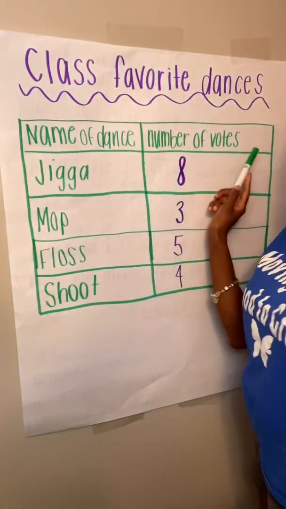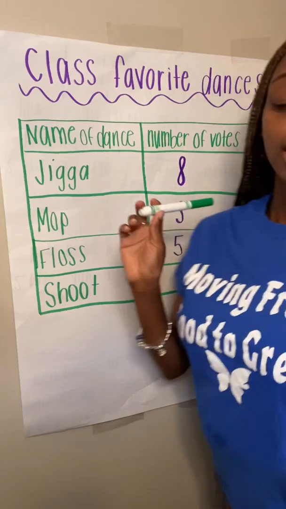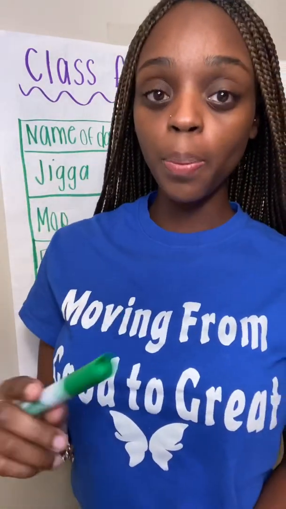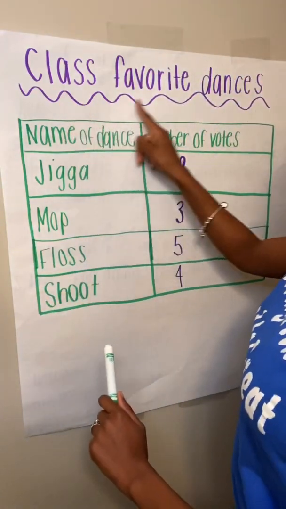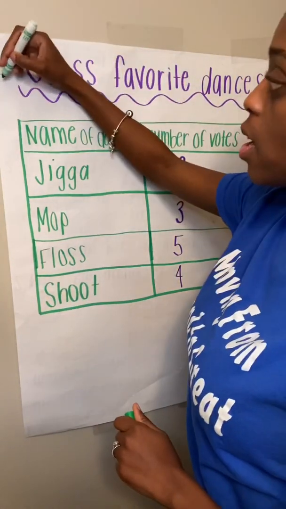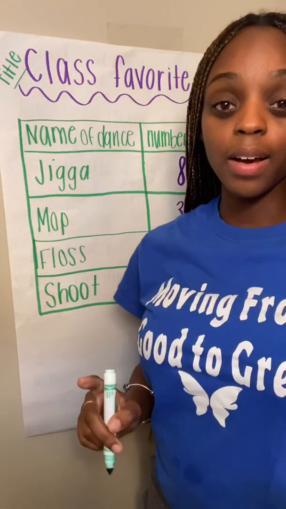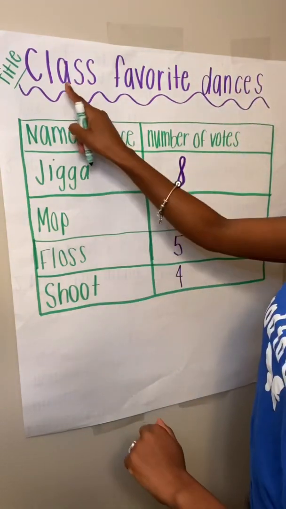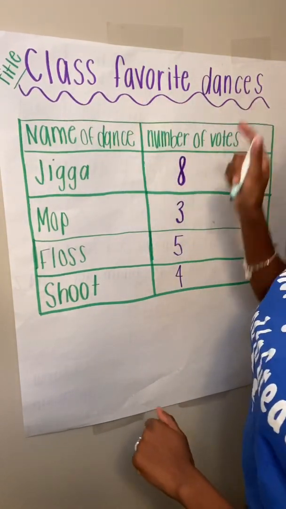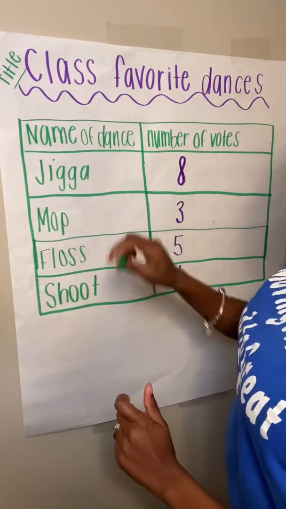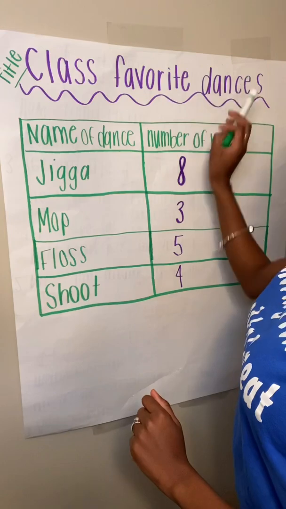This is what you call a table, and it has a bunch of words and numbers, and it all has a meaning to it. I promise you, I'm going to get to it. The first part I want you to know is called the title. So the title of this table is called Class Favorite Dances. So this data in the table is talking about class favorite dances.